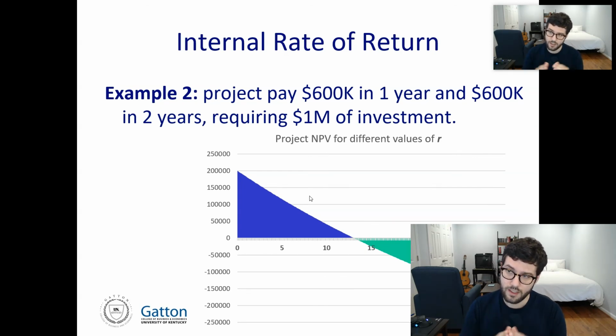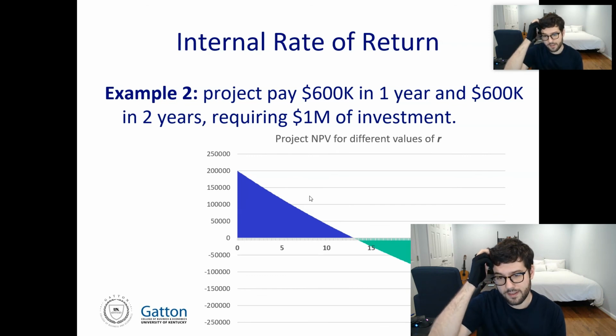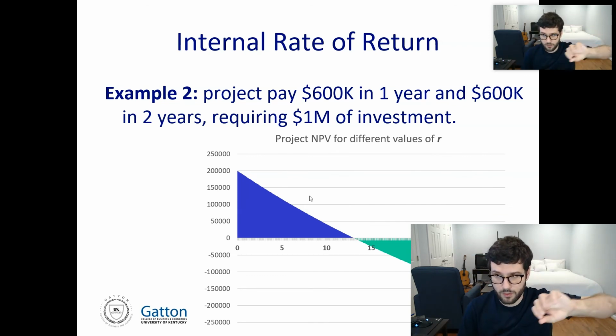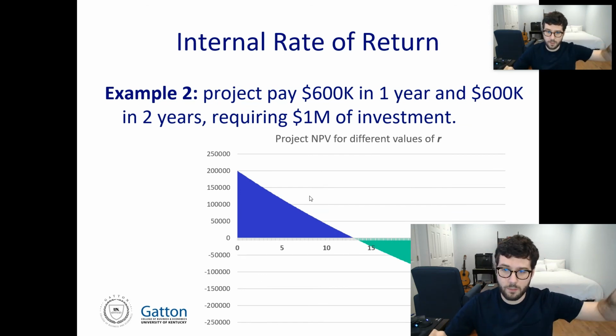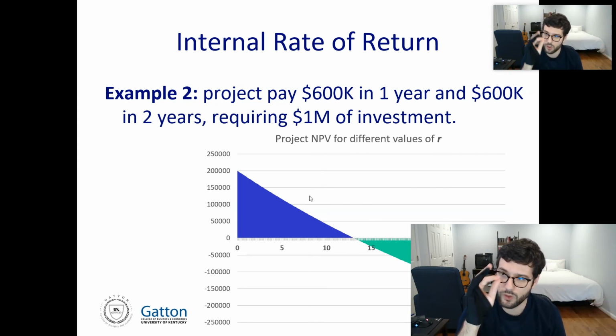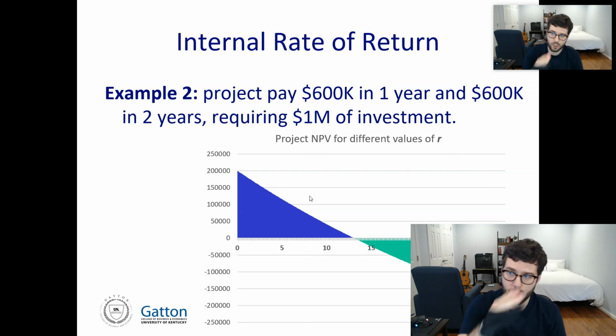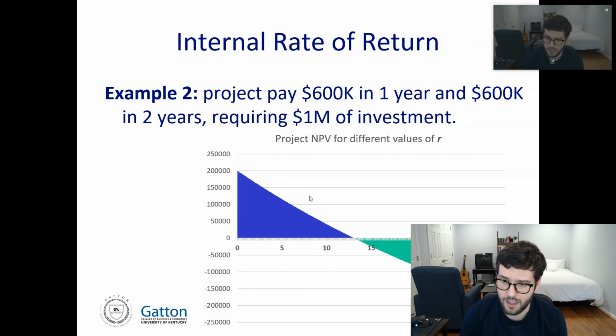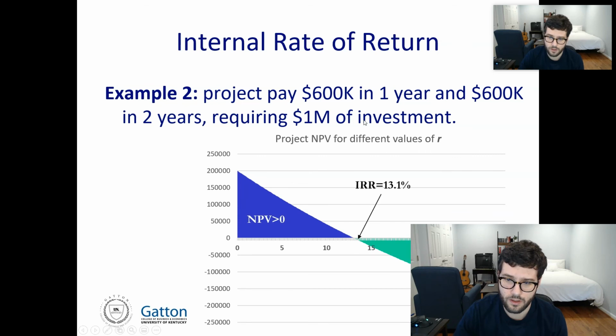As you can see, the NPV has this nice monotonic shape. It is negative on the right side and positive on the left side. And you are going to have a unique point in which the line crosses the x-axis. And this is going to be the internal rate of return of around 13%.